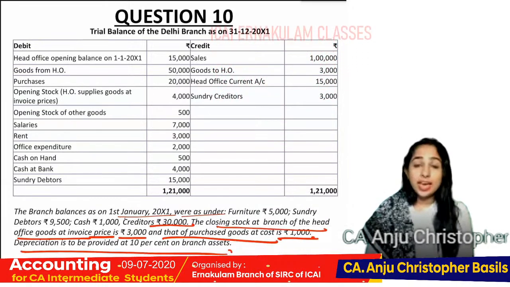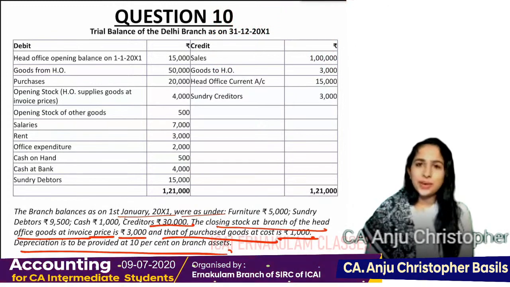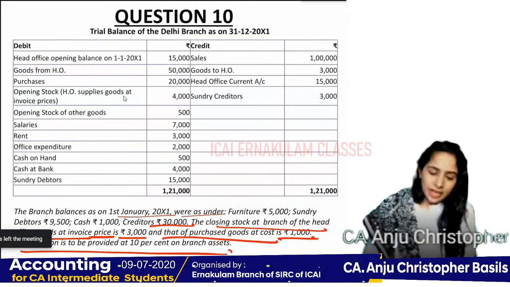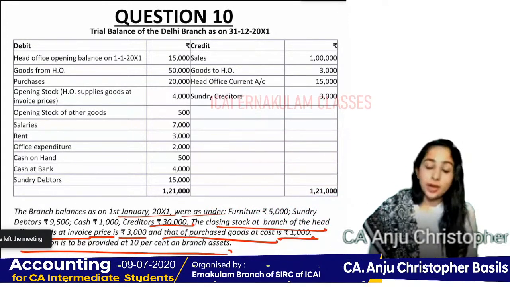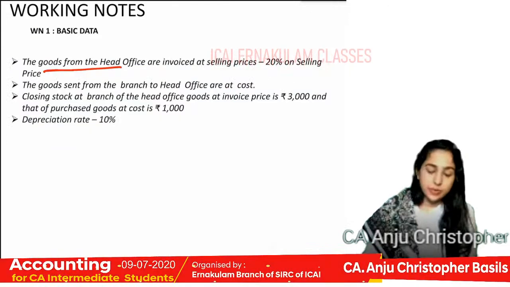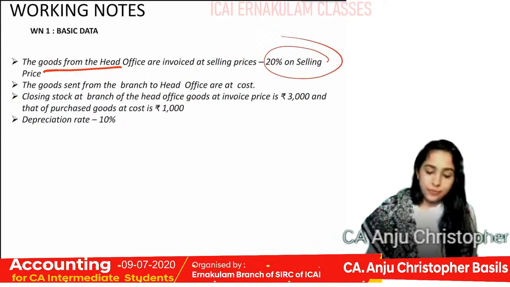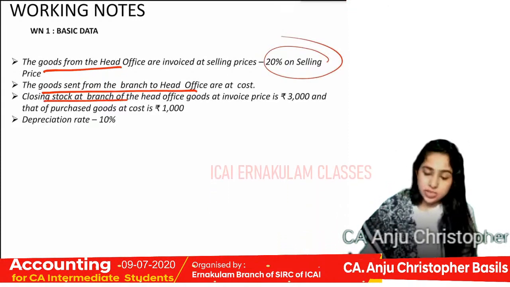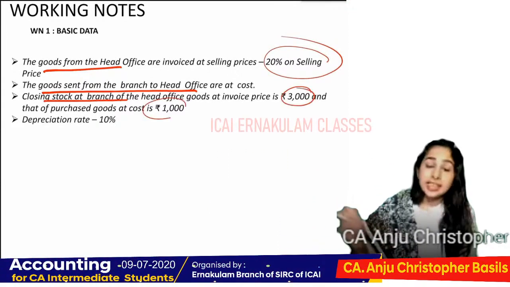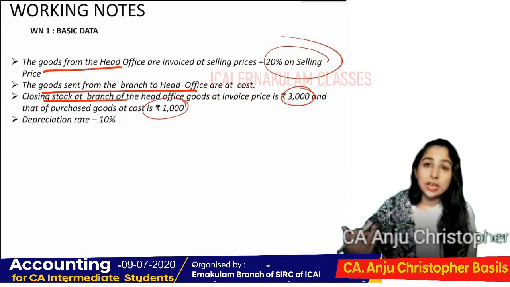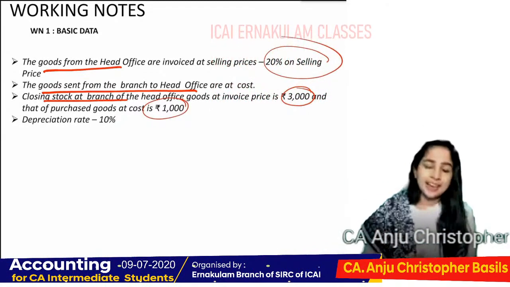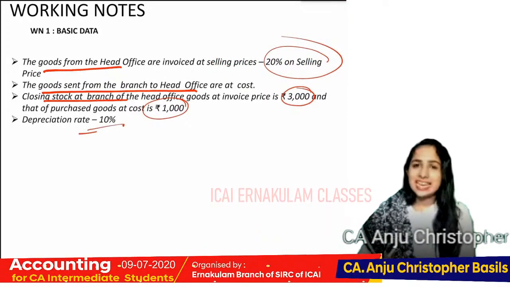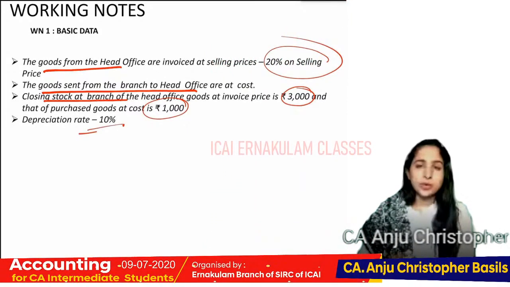Now we'll check working note 1, which is our basic data. Nothing much, just a few items to be written. First, how are the goods from head office given? At 20% on selling price. From branch to head office, it is at cost. How about the closing stock? It has 3,000 and 1,000: 1,000 is the purchased goods and 3,000 is the goods from the head office, and 10% is the depreciation rate. All other figures are given straight in the table, so only these would do.